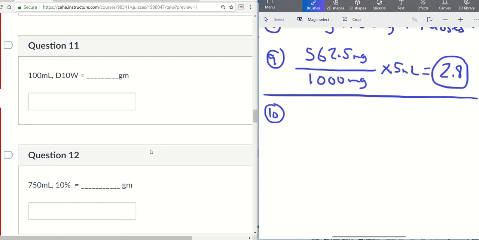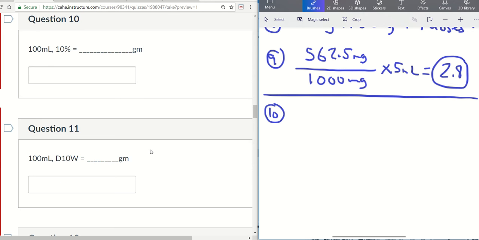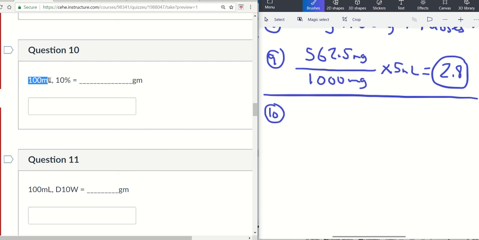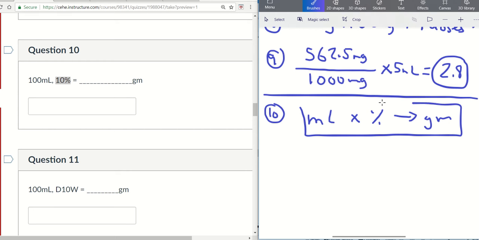And 11, 12 and 13. So we have a volume and a known concentration. So within that volume, 100 mLs for question 10, how many grams are there? So the math is to take your mLs, multiply by your percentage, and that will give you grams. Okay? Yeah, it's 10. So let me show you how to do the math. So take your 100 mLs, and you must be in mLs, and multiply by 10%. So if you have a percent symbol, you can use it.